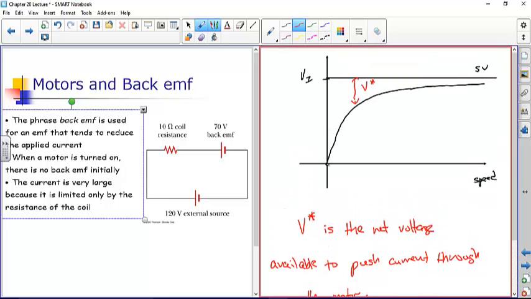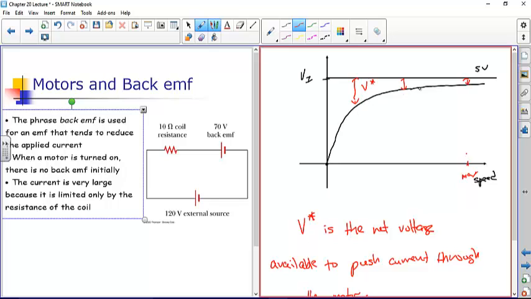So initially we have a lot of current. We have a lot of voltage to push current through the motor. But as it starts to spin, you get less and less and less. And then you get to some speed here, which is kind of your equilibrium speed, your max speed, where the amount of voltage that's available to push current through the motor is just enough to provide the torque, which is going to balance the friction.